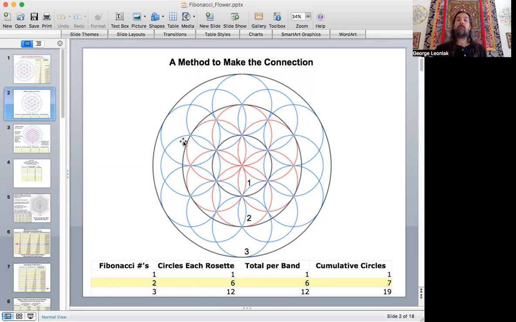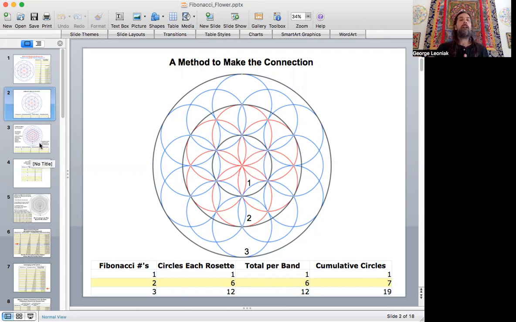But each rosette is basically, right now, the bands are the same number. So the band is going to add up different in a moment, you'll see. But each rosette has got 12 circles. This circle's got 12. This rosette has 12. This rosette has 6. And of course, this one is just the central circle. And then I'm doing the cumulative total of each of the circles as we go. So this one has 7, and then when we get to this one, it has 19.